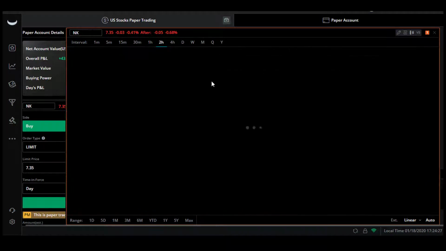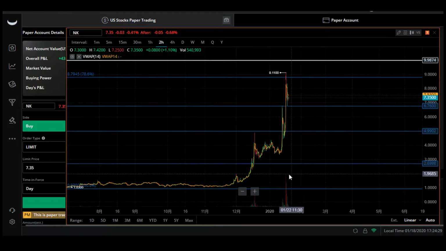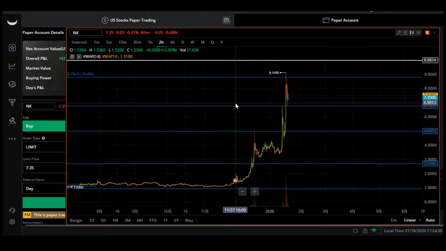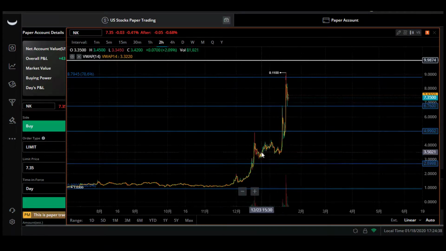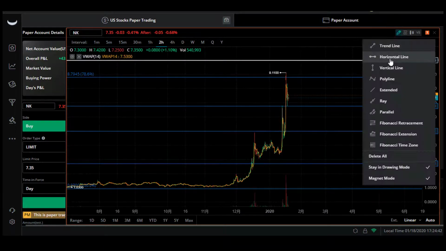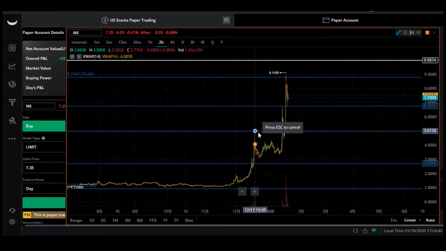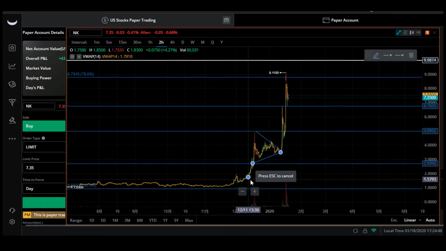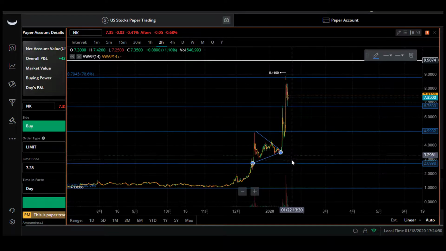No, let's go to the 2-hour chart. Okay, so this is our Fibonacci line. These are the lines we just drew showing the support and resistance line. So if you were in this stock and you saw this pattern, and this pattern, I usually am very cautious of this pattern. Now this stock, it just came out and just started moving to the upside.